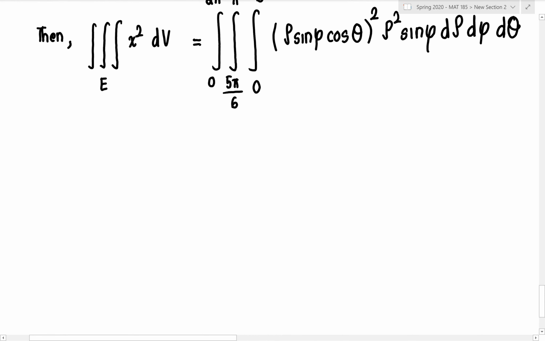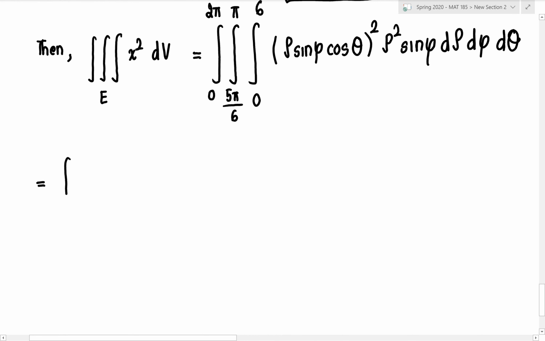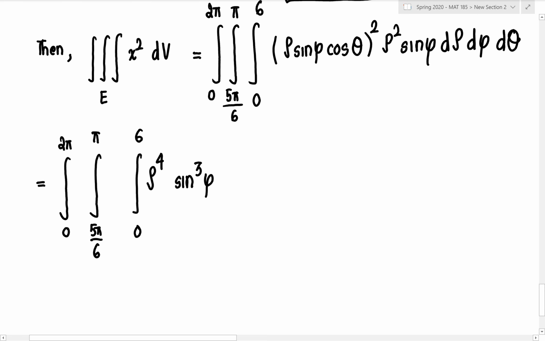Let's rewrite this again. I get the integral from 0 to 2 pi, from 5 pi over 6 to pi, from 0 to 6. Let's collect the rho terms. I get rho squared from here times rho squared, so I get rho to the 4th. I have sine squared times sine, which gives sine cubed of phi. And then I have cosine squared of theta. Then I have d rho, d phi, d theta.